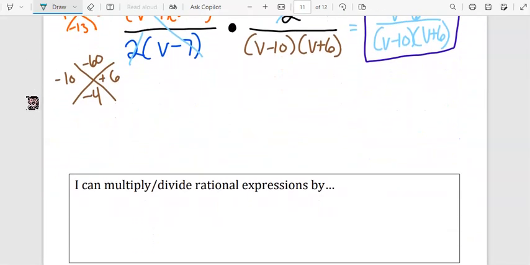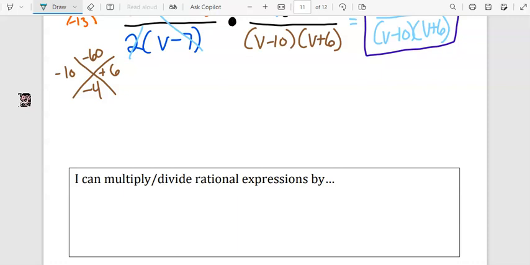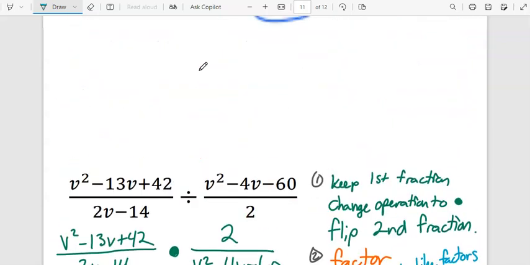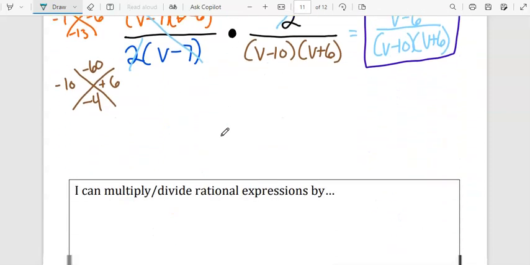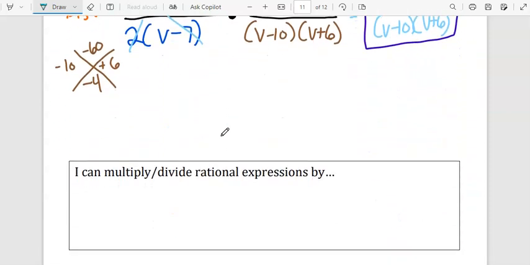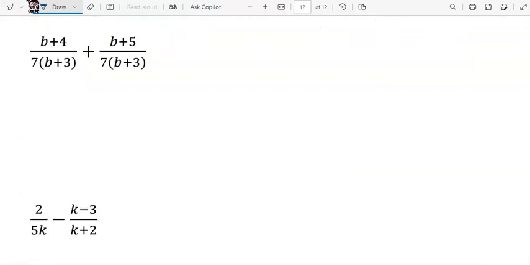At the bottom of this page, answer the question. I can multiply, divide rational expressions by. Describe in your own words, how do you solve similar problems like this? What are the steps? When you're done with answering the question, move on to the last page. This page is all about adding and subtracting rationals.